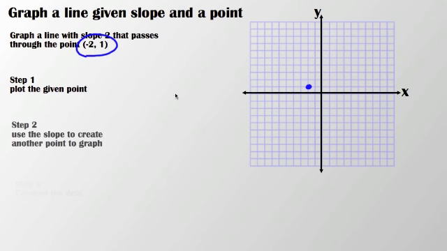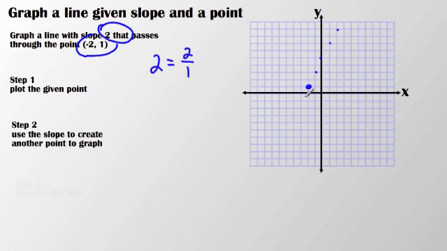Step 2, we're going to use the slope to create another point to graph. In this case, my slope is 2. So I'm going to use that 2 to represent a rise of 2 and a run of 1. So rise 2, run 1, rise 2, run 1, rise 2, run 1. So far, it looks something like this.